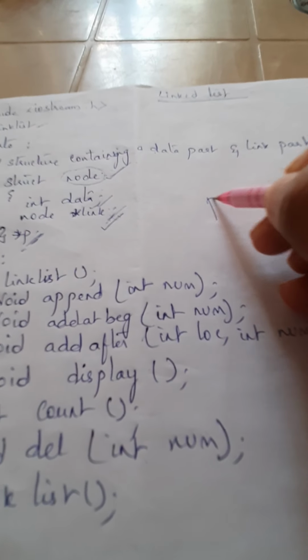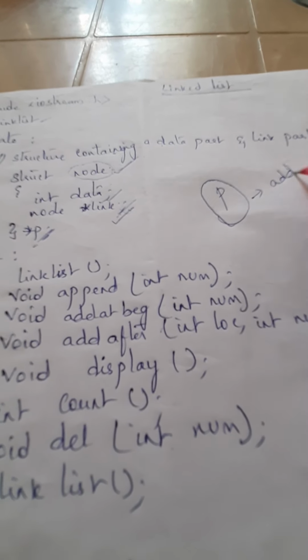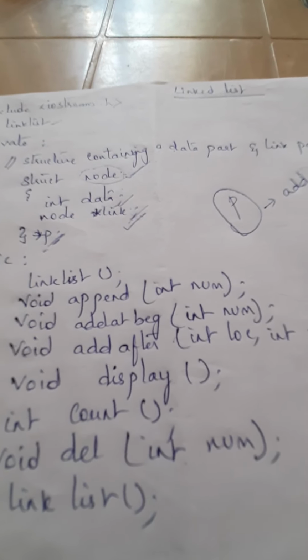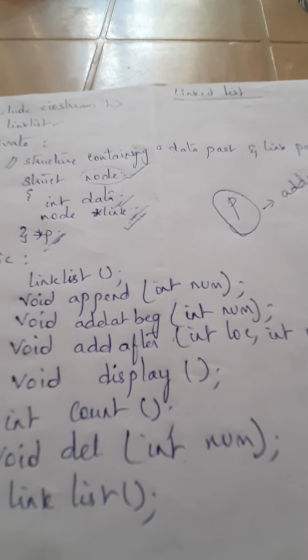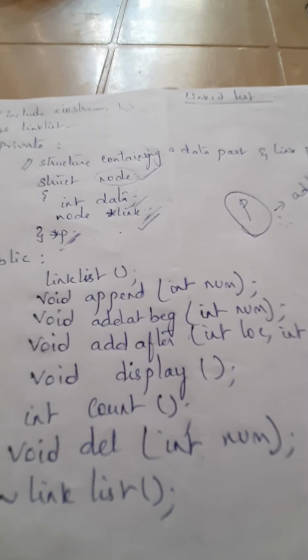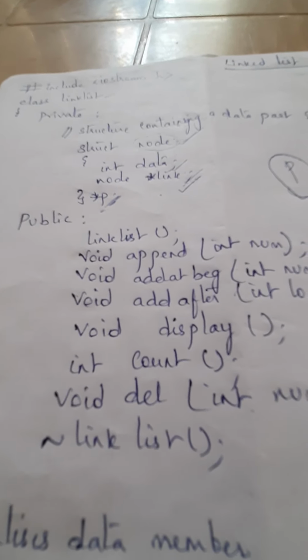So here P will be an important variable that stores the address of the structure that you have created, that stores the address of the node that you have created. Okay, so P plays an important role in your linked list program. Clear? Now here in the public section we have the functions that we have to create.